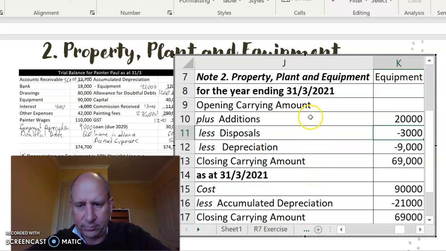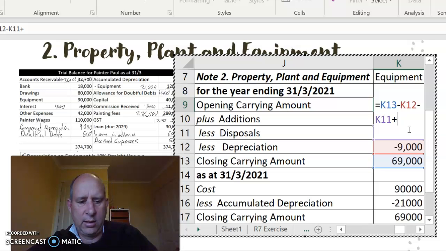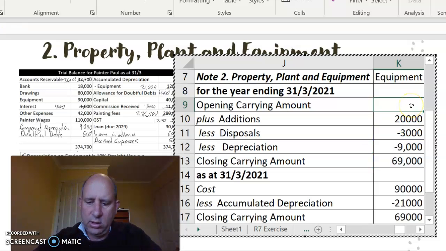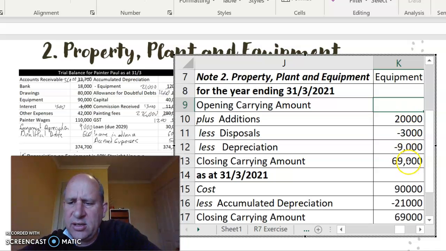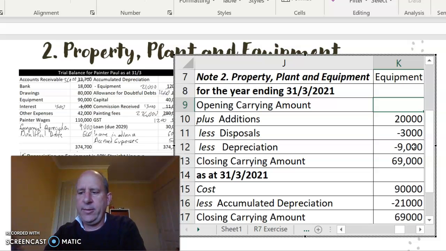So you have to remember opening carrying amount plus additions minus disposal minus depreciation is closing. And you must remember as at cost minus accumulated depreciation is closing carrying. To calculate the opening carrying, we just work our way backwards. So it's 69,000. And we're going to minus that one, minus that one. And add back, actually that's probably not going to work. So just 69,000, because we're adding it back. I was trying a minus, which would have worked anyway.